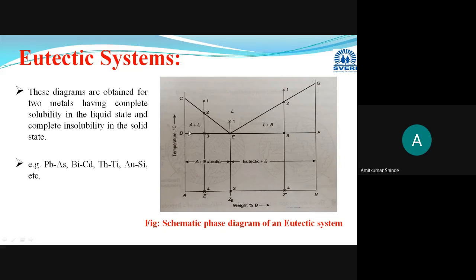This CEG is the liquidus line. Above this, all the metals and alloys will be in the liquid state. And C, D, E, F, G is the solidus line. Below this, all the metals and alloys will be in the solid state. Now, after this, we will go for the microstructural changes: first for the hypoeutectic alloy, then the eutectic alloy, and the hypereutectic alloy. We will move towards the next slide.